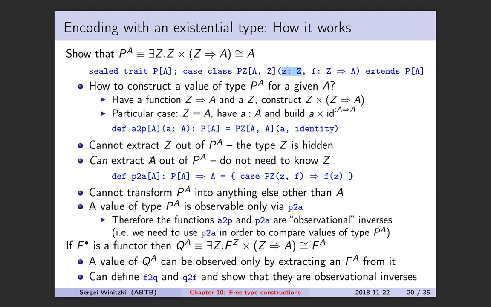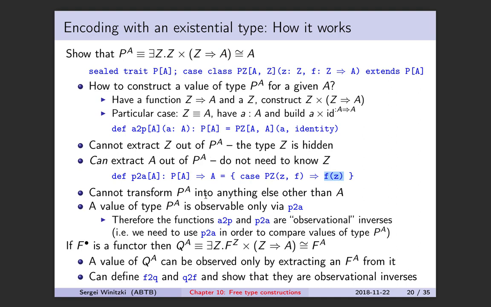However, what we can do is we can extract A out of PA. In order to do that, we need to apply this function to this value. This is the code. And we don't need to know what the type Z is. This would be some unknown type, but the function f has the right type signature so that we can apply it to that value. So this is a well-defined value. And so in this way, we can extract a value of A out of PA.